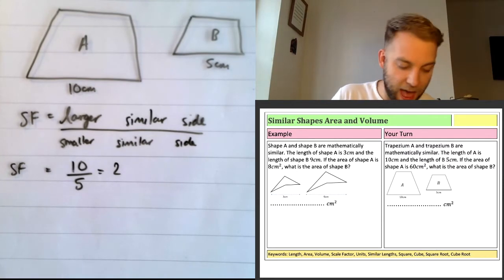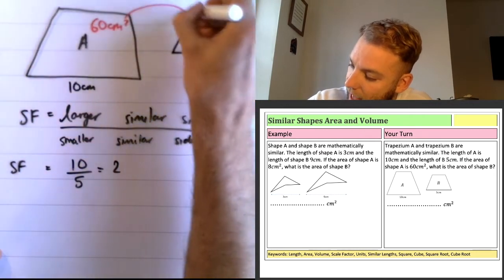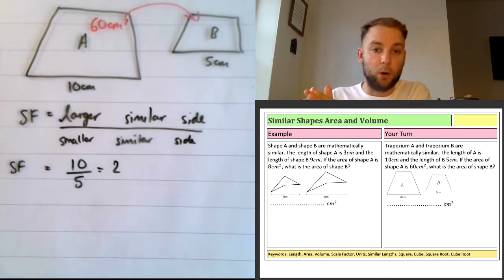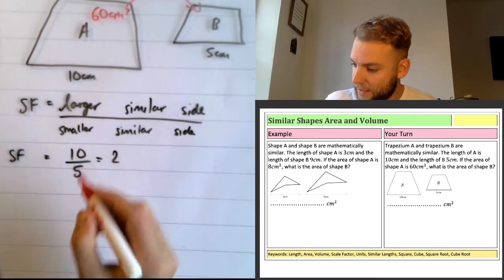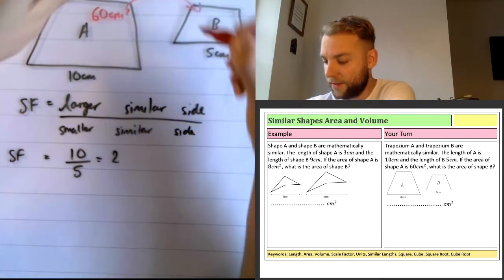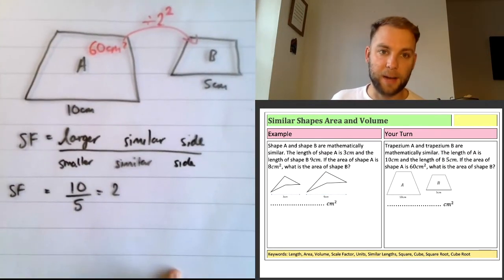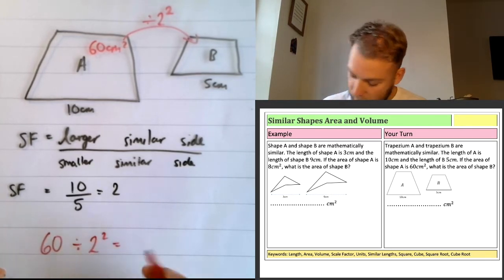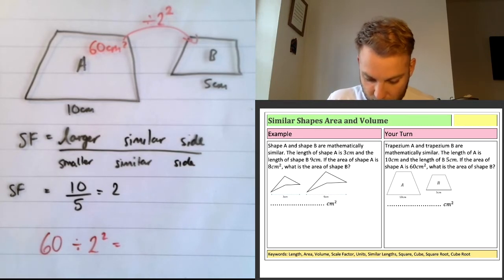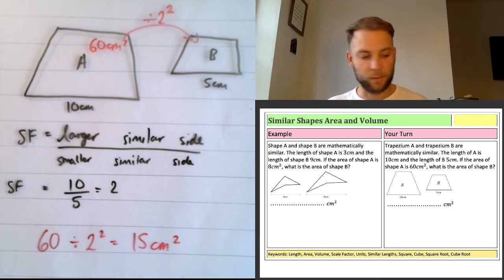It tells you the area of shape A is 60 centimeters squared. So what's the area of B? Now, because I'm going from larger to smaller, I'm not going to be timesing by that scale factor. I need to divide by that scale factor squared because it's area. So divide by 2 squared. So it's going to be 60 divided by 2 squared, which in this case is equal to 15 centimeters squared. Absolutely perfect. Nice and easy.